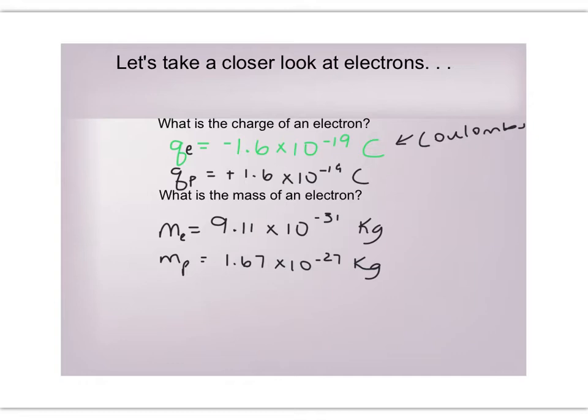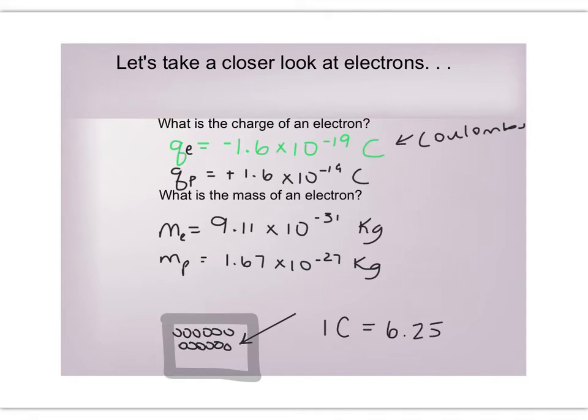But we do also have to talk about what a coulomb is. A coulomb is an amount of charge, and the definition of a coulomb, so imagine I had 1 coulomb of charge. That would mean that I had, in that 1 coulomb of charge, a lot of electrons. Specifically, I need 6.25 times 10 to the 18th electrons. So 1 coulomb is equivalent to 6.25 times 10 to the 18th electrons if we're looking at negative, and protons if we're looking at positive.